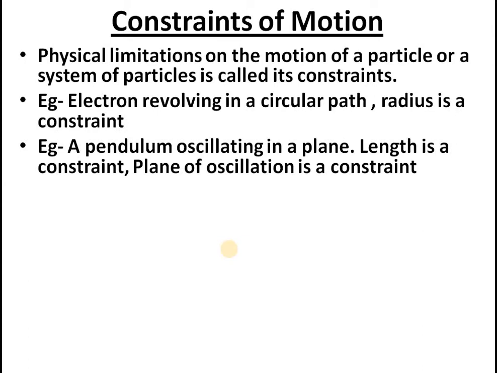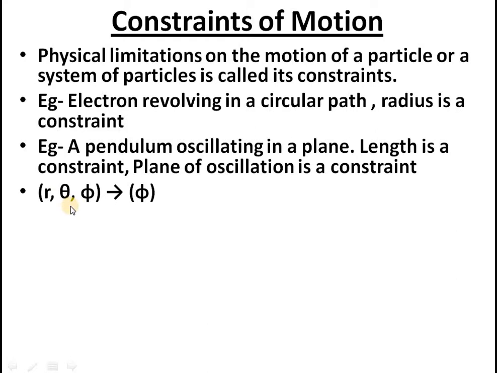Suppose the pendulum bob is moving freely in space. There are 3 degrees of freedom. But when that same bob is suspended from a string and oscillated, two constraints are imposed upon it, so that the degrees of freedom reduce to 1. So 3 minus 2 equals 1. That is shown here.